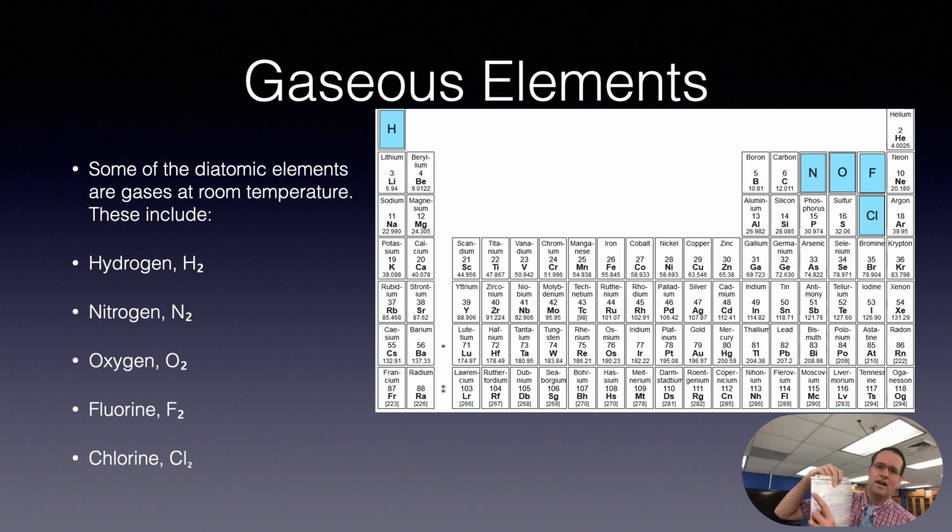Okay, so hydrogen, we discussed, is on the top left. Nitrogen is kind of on the right. Oxygen further to the right, fluorine further to the right, and chlorine below that. Okay, so those are the diatomic elements that are gases. So those are all your gas elements.